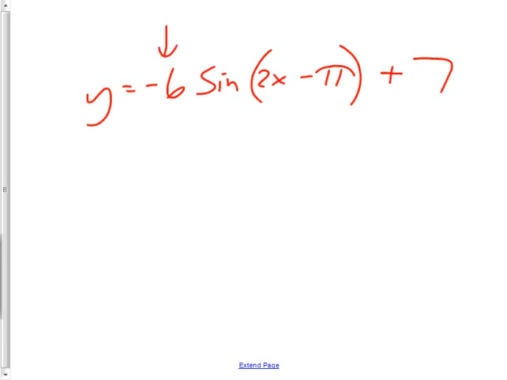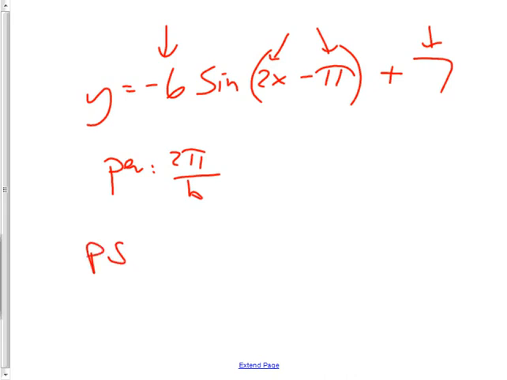What's that thing tell you? Amplitude. This is A. What's this? B. What's this? And this one? Which of them do you mess with when you're doing period? B. Because period is defined as what? 2 pi over B. And the last thing is the phase shift, which comes up a lot.